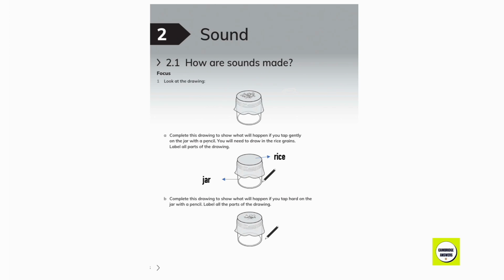How are sounds made? Look at the drawing. Complete this drawing to show what will happen if you tap gently on the jar with a pencil. You will need to draw in the rice grains. Label all the parts of the drawing.